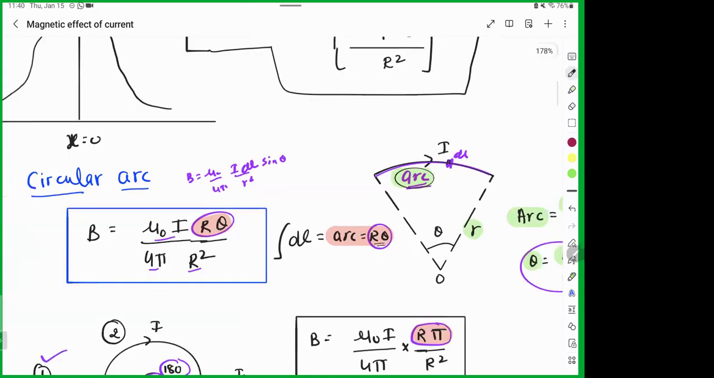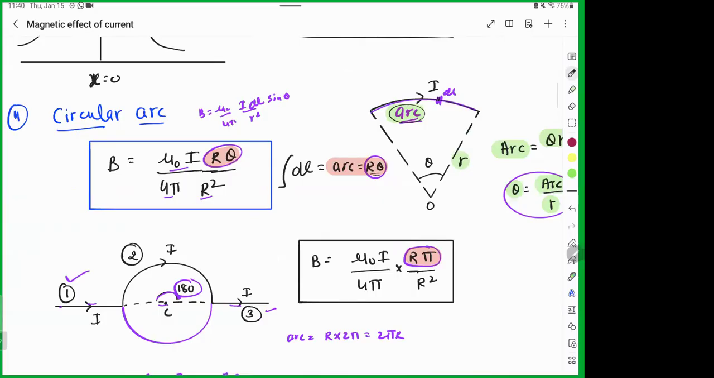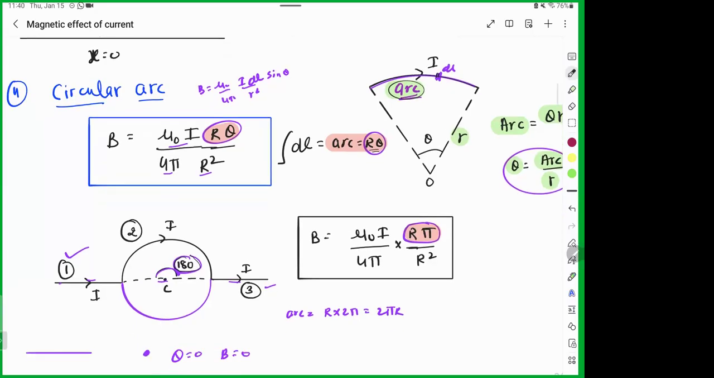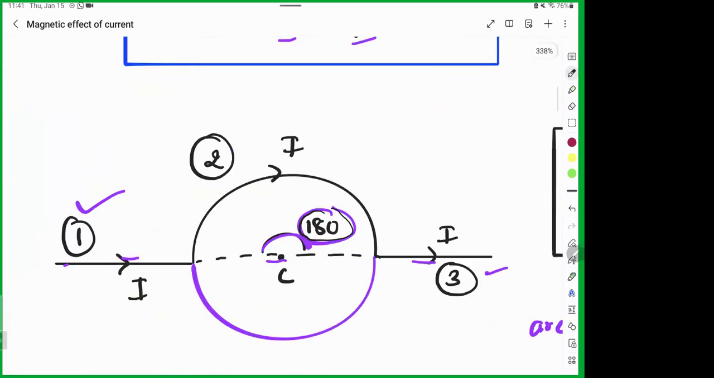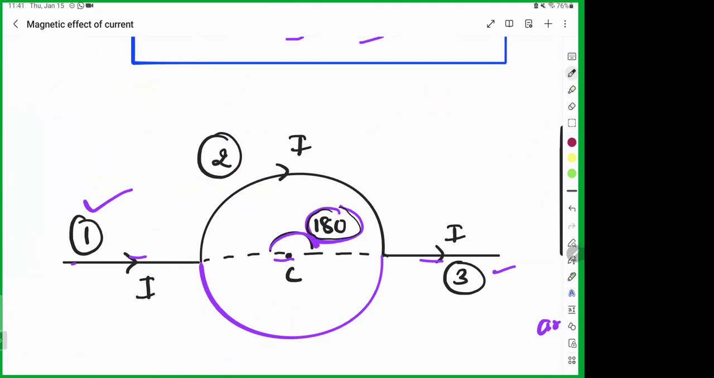For example, in this case, if you see the second wire, the angle is 180 degrees. So what will the magnetic field be in this case? Instead of dl, you will have r pi, because your theta value will be 180 degrees. What will happen in the first and third case? The angle with the center is 0, so theta will be 0. Then r theta will be 0, which is also equal to dl, which means the whole magnetic field will be 0.